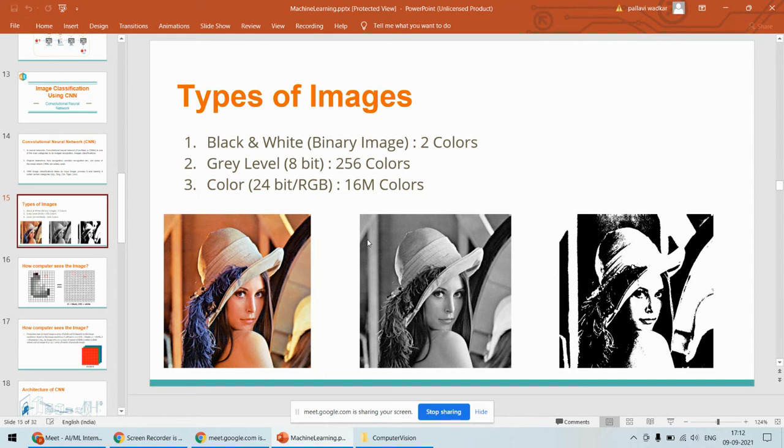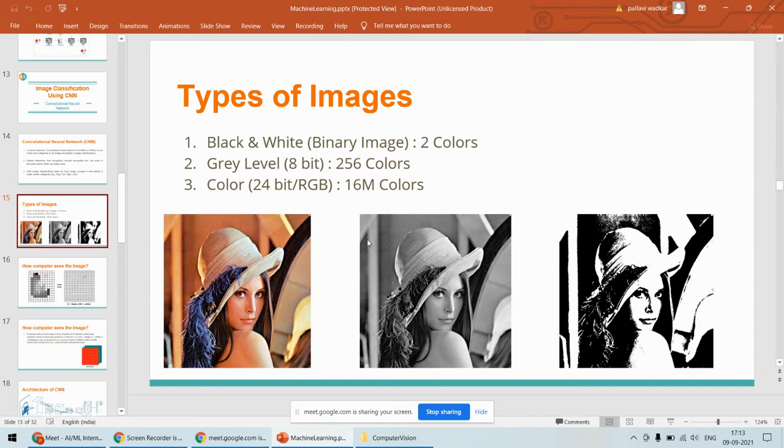So towards the right side, the rightmost image is the black and white image. It's having only two colors, black and white, and that's how it is called a binary image also, or the two colored image, or the black and white image. That's the rightmost image, having only two colors, either black or white.